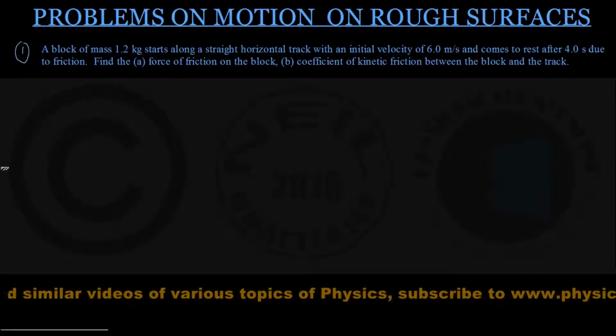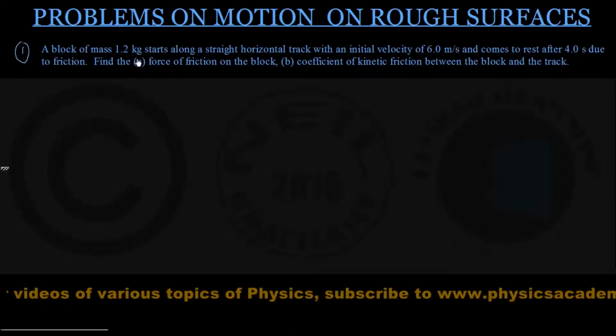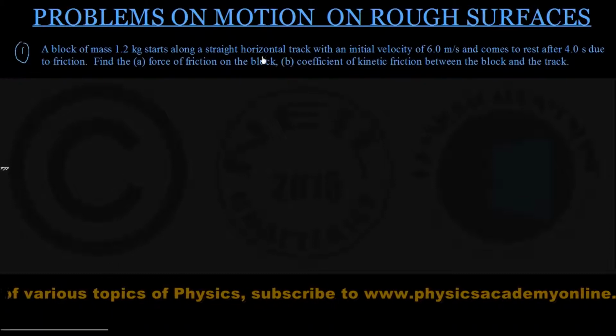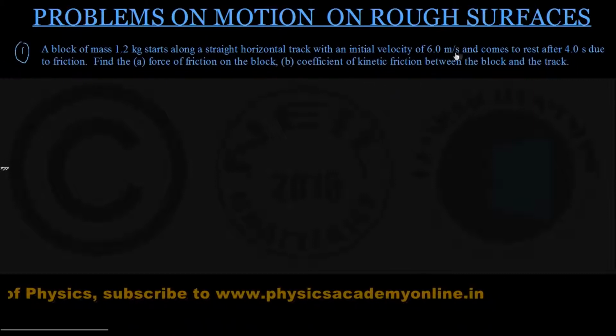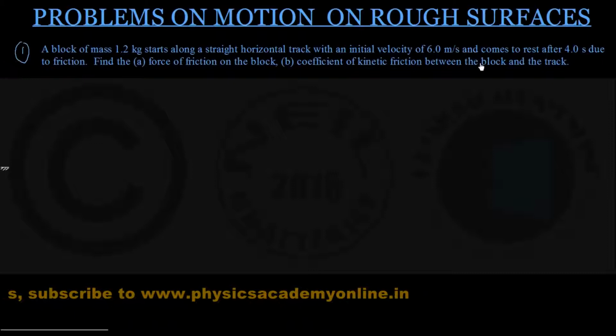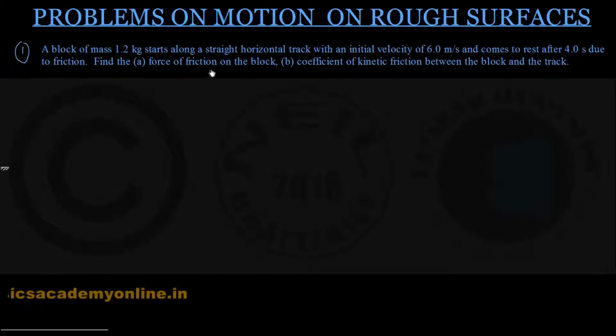The question says, a block of mass 1.2 kg starts along a straight horizontal track with an initial velocity of 6 meters per second and comes to rest after 4 seconds due to friction. Find the force of friction on the block and coefficient of kinetic friction between the block and the track.